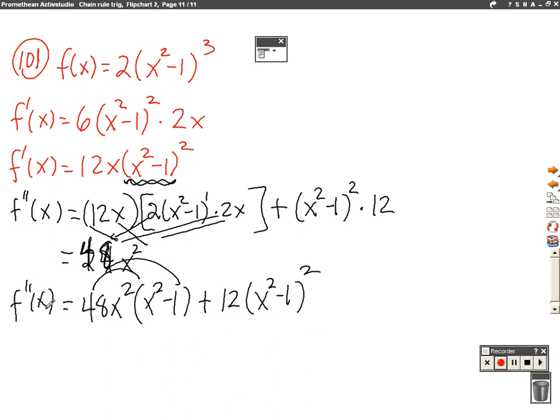But the big idea is that when you found the first derivative, it was chain rule only. And after you found the first derivative and you cleaned it up, you had the product rule and a chain rule as well. Okay?